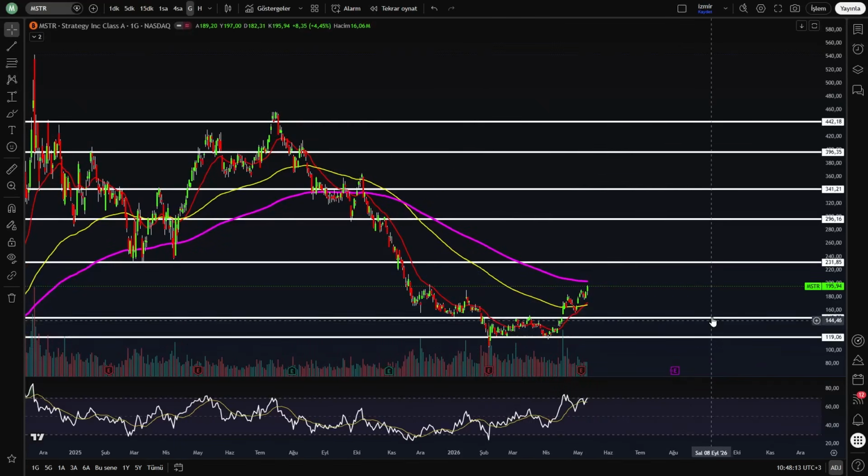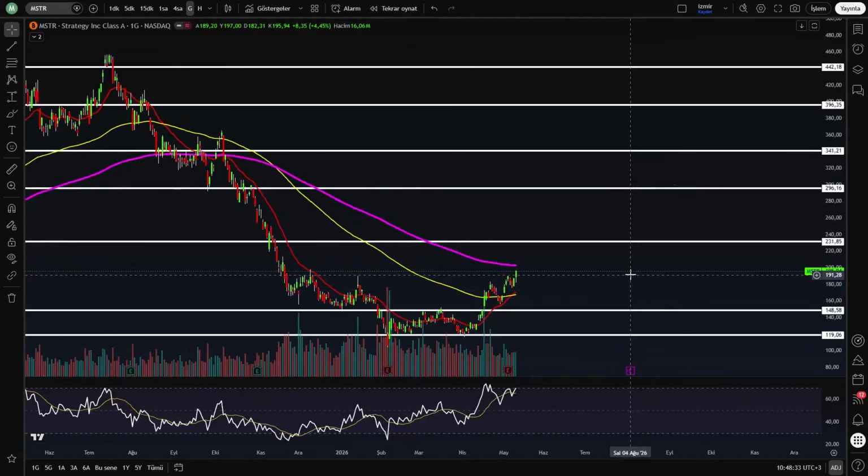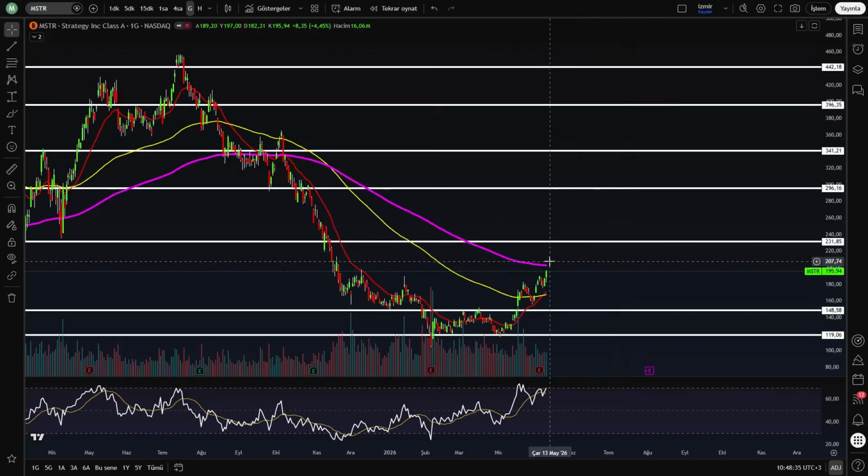If we want to talk about support and resistances, we have our support at 110 and 948 at the bottom. The next places we can follow, if we go above the 200-day moving average, are $231, $296, $341, $396, and $442. These can be our initial targets to be seen.